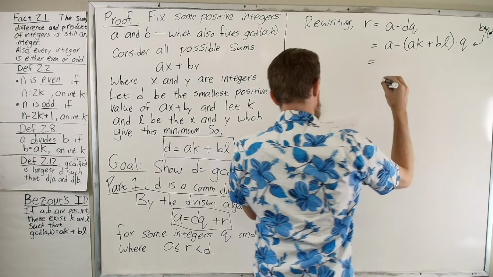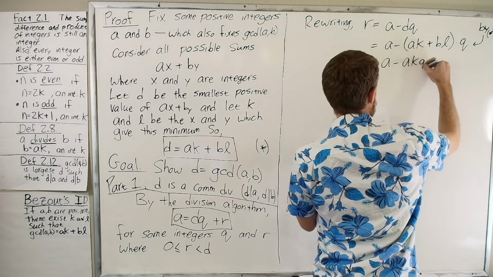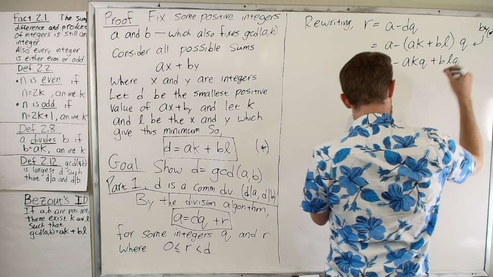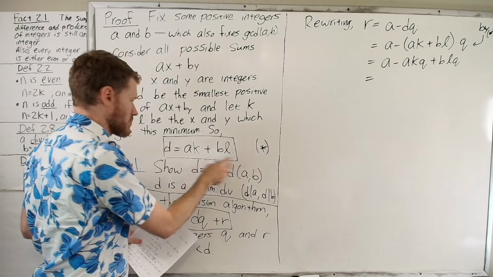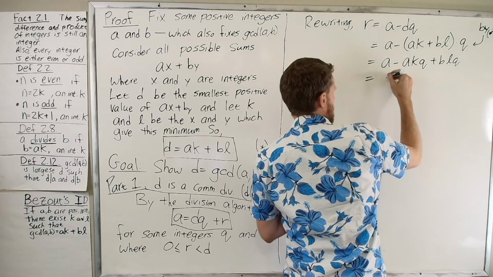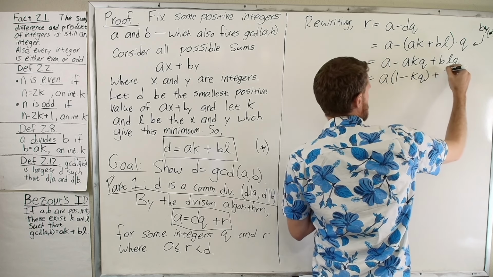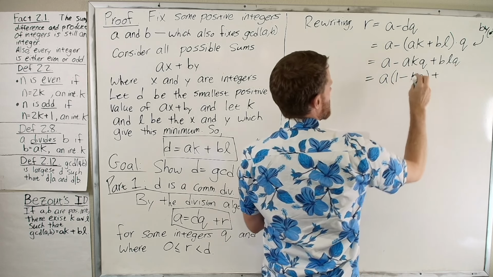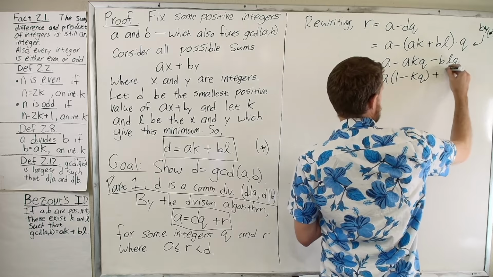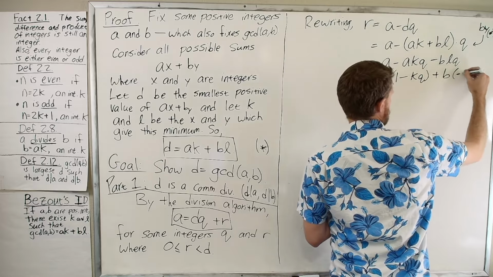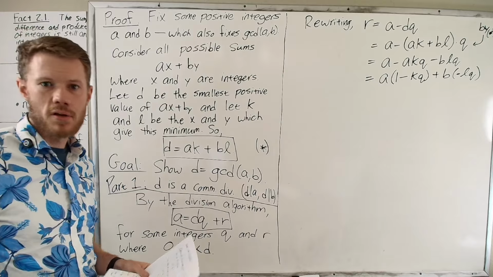Now it's just algebra. So let's distribute the Q. A minus AKQ plus BLQ. And now we want to write it in the form of AX plus BY. So let's pull an A out of the first two terms. So what would be left? 1 minus KQ plus, oops, typo. This negative should have distributed there. But I do want a plus here. So plus BY, so I'll put the negative inside the parentheses. Okay, there we go. So this is of the form AX plus BY.